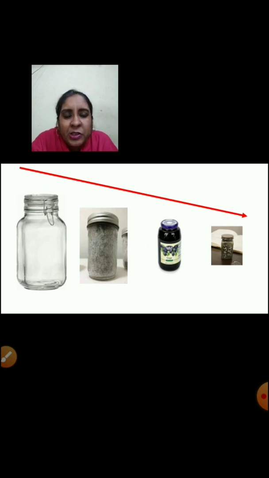Yes, the biggest jar will come first. Then little smaller than that, little smaller than the second one, and the smallest will come last. So this order is called, we are going from big to small. It is called descending order.